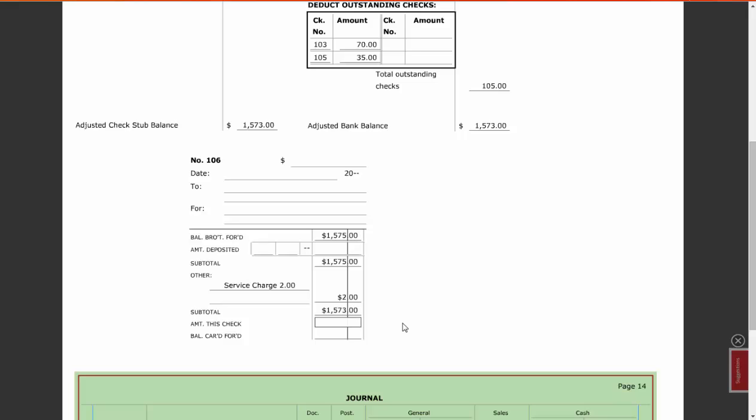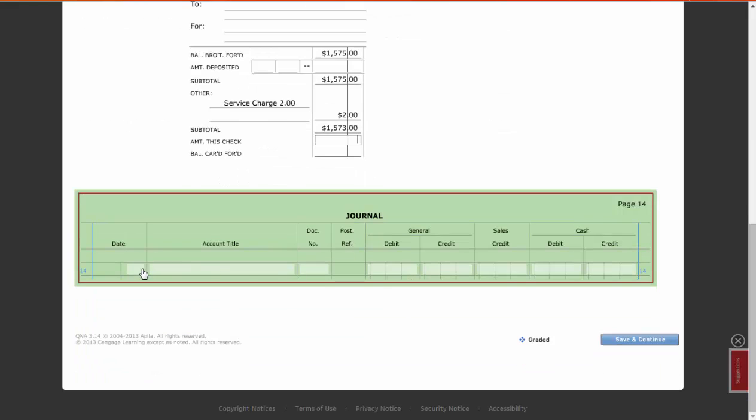So down on page 14 of the journal, the date of the 29th, the date that we did our bank reconciliation. Great question. We're going to do miscellaneous expense. The source document's M44. And we are going to do a general debit of $2 and a cash credit of $2. Now, again, this is one of the few times that you're crediting cash when your source document is not a check, because basically the bank went through and took the money out. Okay?